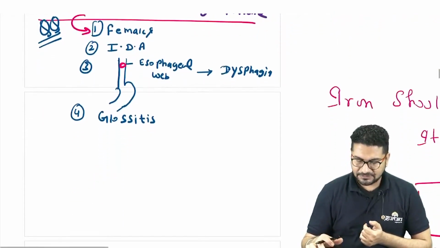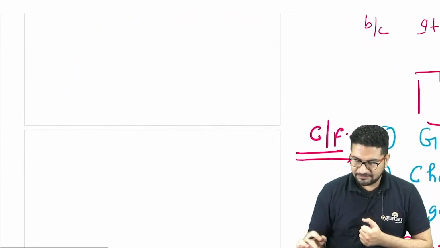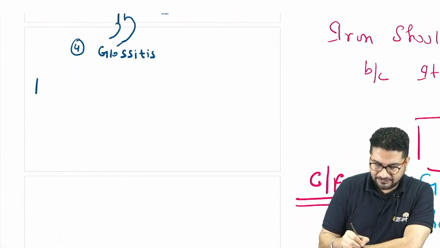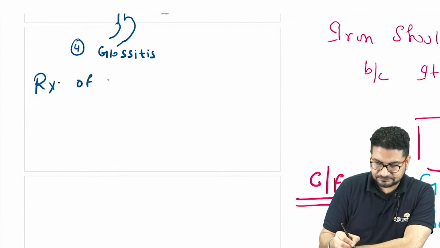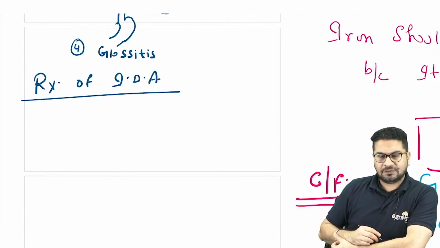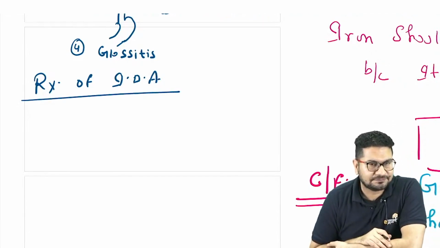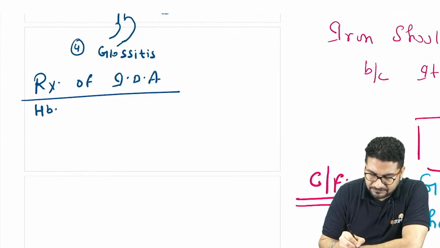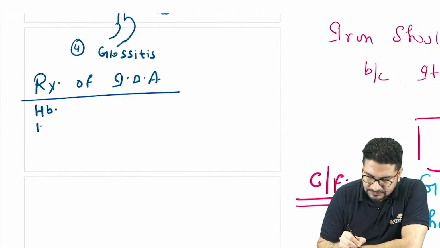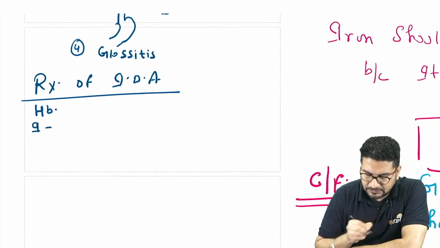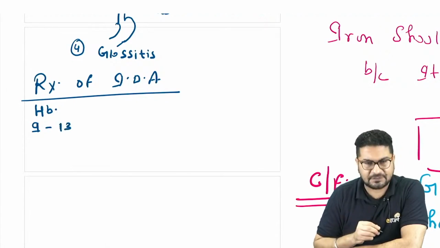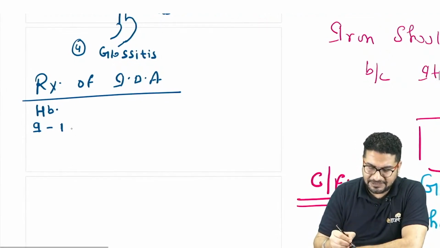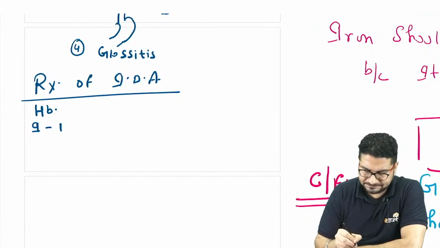Now it's time to treat this. Treatment of iron deficiency anemia. Depending on the hemoglobin levels, you should treat the patient. Let me say a patient is having hemoglobin values in the range of 9 to 13. If I say female 9 to 12 or male 9 to 13.